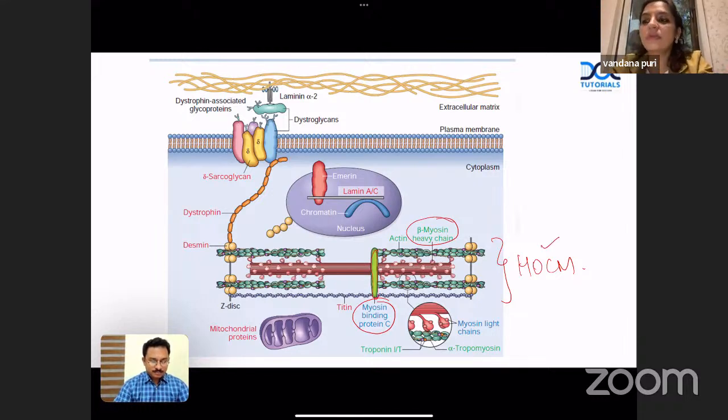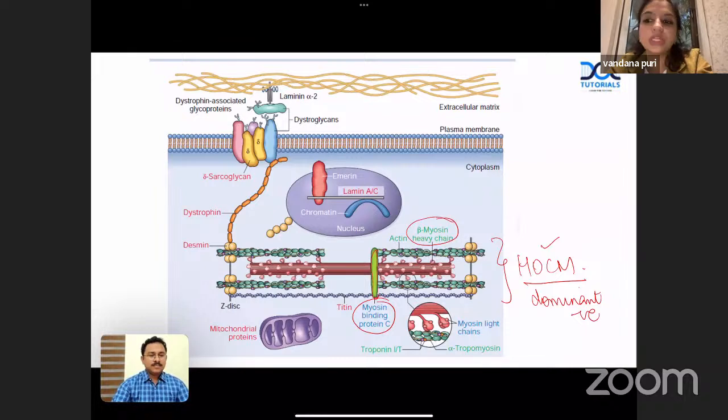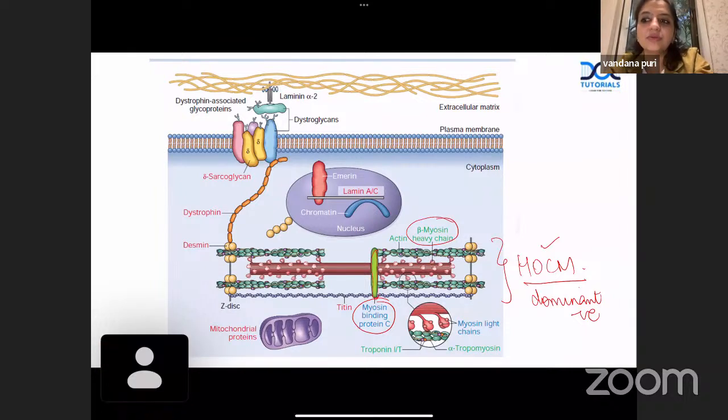Remember, HOCM is always a dominant negative kind of inheritance. What does this mean? Whenever there's a defective protein in myosin binding protein C or beta myosin heavy chain, the normal sarcomere is not formed. Because of that, the other proteins try to compensate by undergoing hypertrophy, and this abnormal protein will not let proper sarcomere functioning. So that is what is going to happen here. That is HOCM. Now, whenever the force transmission is a problem, this is a typical feature of dilated cardiomyopathy.